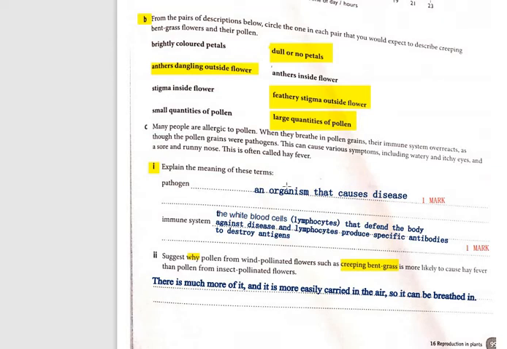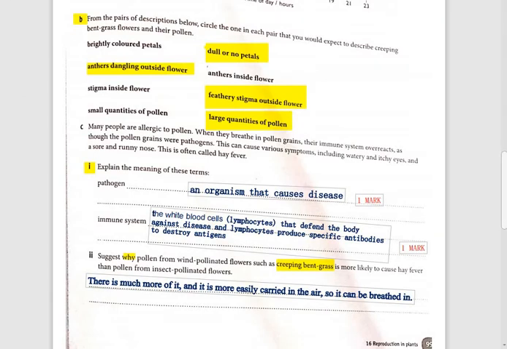So in this way you can say, since there are large quantities of pollen in the creeping bent grass, it is more easily carried in the air, so it can be easily breathed by human beings, thus causing hay fever. So it's worth 3 marks. I'll just mention here 3 marks.